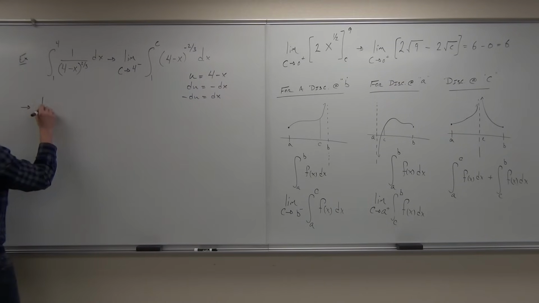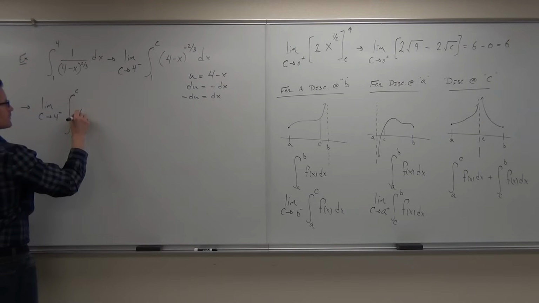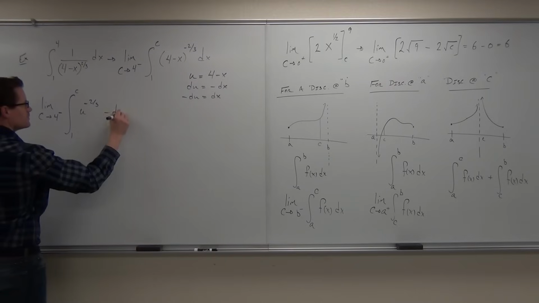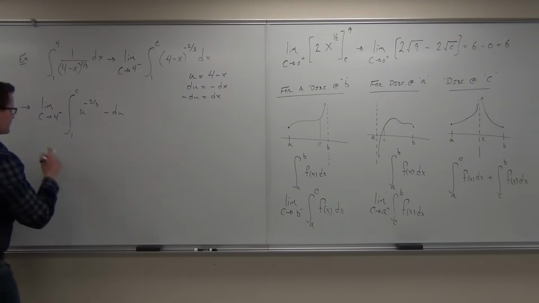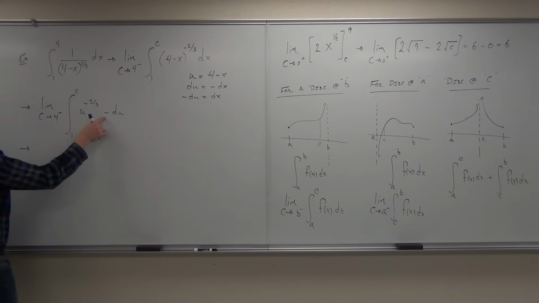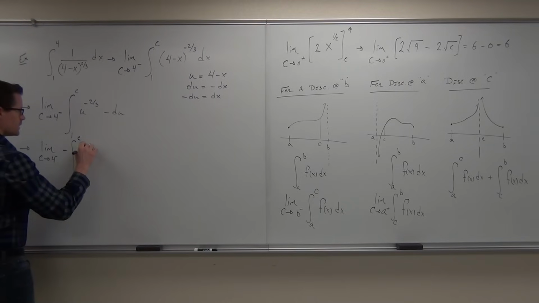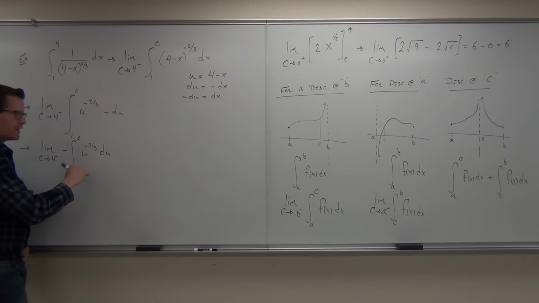Okay, so we have a limit as C approaches 4 from the left of the integral from 1 to C, u to the negative 2/3 times negative du. Tell me what I can do here. Okay, you can actually pull it all the way out front if you want to. You can pull it in front of the integral, it doesn't really matter. U to the negative 2/3 du. Can you all integrate u to the negative 2/3? Yes. How do you do that?